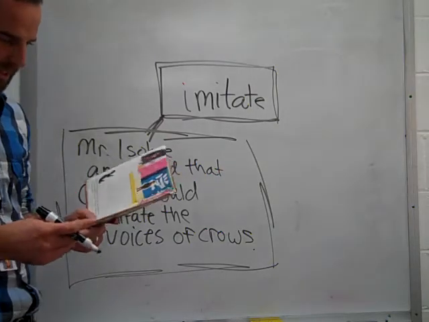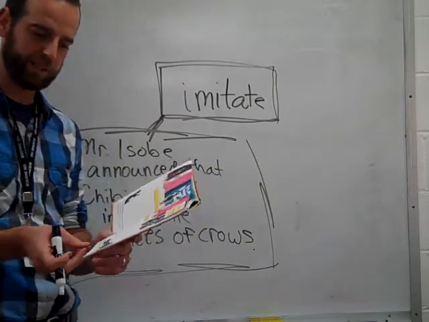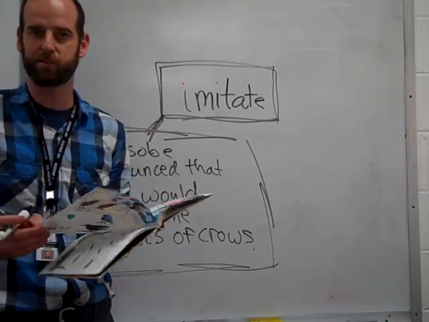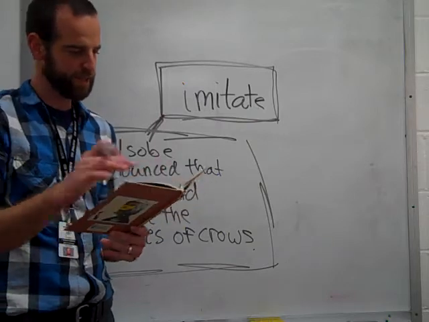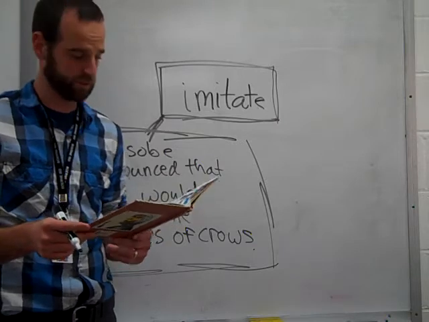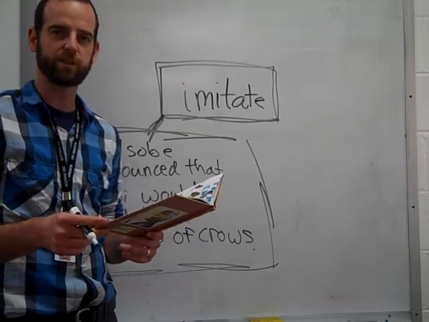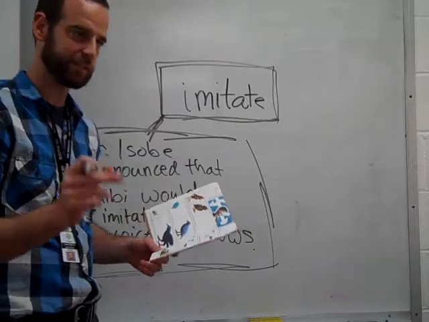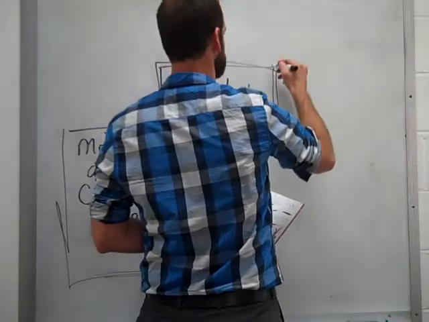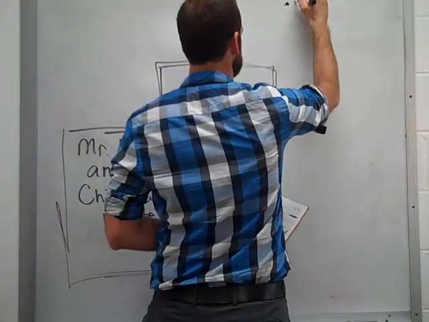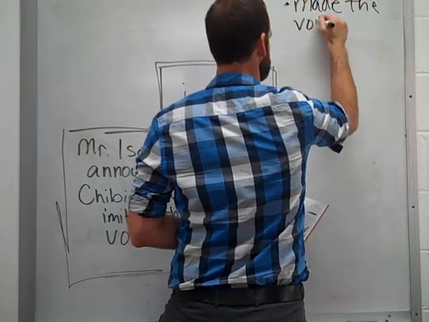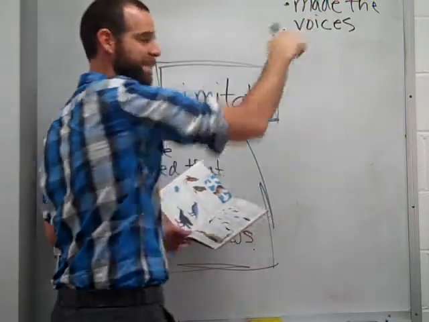Alright, so now I'm thinking, I wonder what this word means. So what I'm going to look for is clues that show examples of the word imitate. Well, let's see. "And Chibi said, yes, voices of crows. First he imitated the voices of newly hatched crows. And he made the mother crow's voice." There's a clue. He's imitating voices of crows. Oh, he made the mother crow's voice. So now I'm going to write my clues up here. He made the voices. So if he's imitating voices, he made the voices.